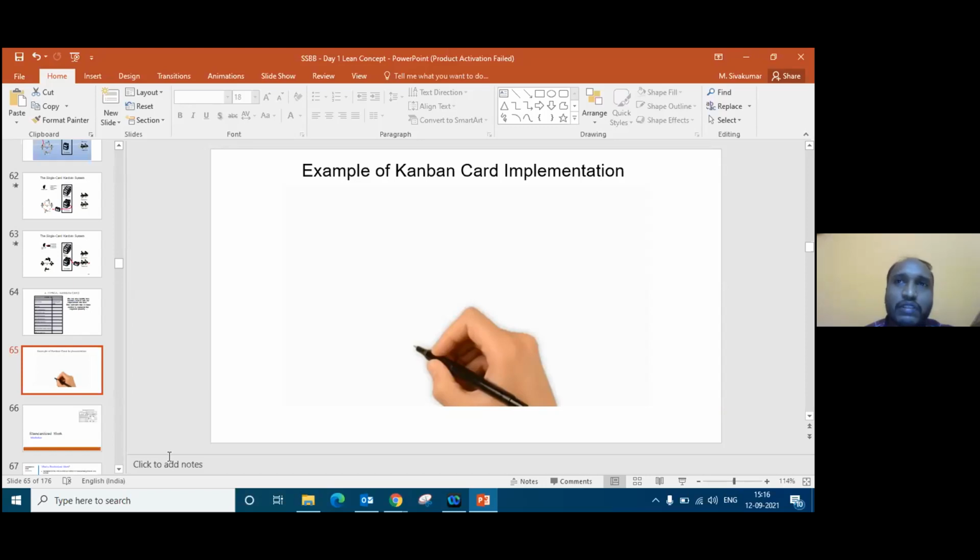Yes, you are right. In each bin system, there should be some minimum quantity level. Once the minimum quantity is reached, it automatically triggers. That kind of system should be there in the respective area. Agreed.